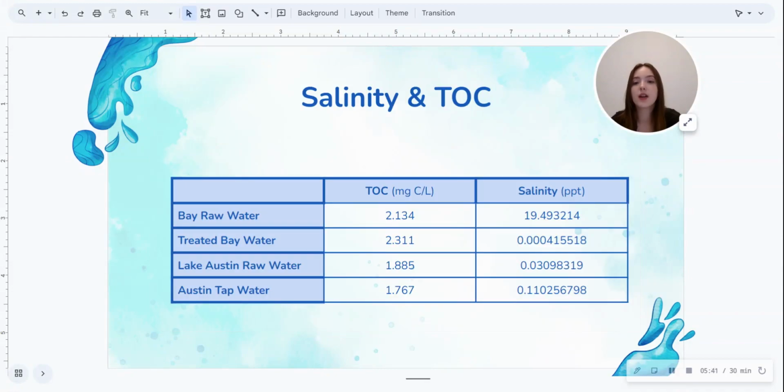All right, next we have the salinity and the TOCs. Each of these were given to us, and then the salinity was calculated. So for this, they're all roughly around the same values, with bay water being a little bit higher than the tap water and the Lake Austin water. And the salinity with the raw bay water being the highest and the treated bay water being the lowest.